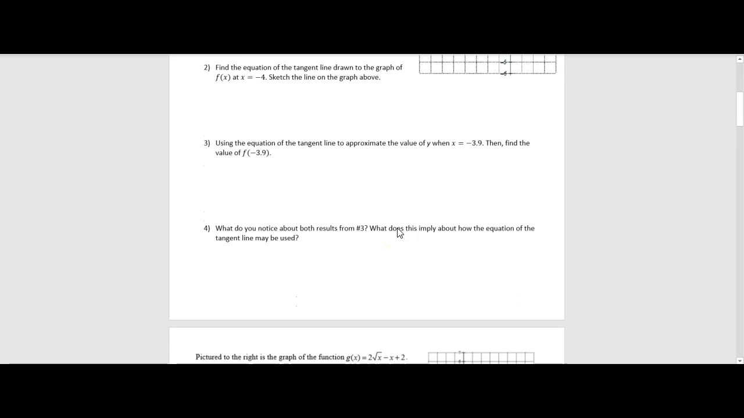So question 4 says, what do you notice about both results from number 3? What does this imply about how the equation of the tangent line may be used? So we'll just write the answer to this up here. But essentially the approximation using the tangent line was close to the actual value of the function. So essentially this means that we can use the tangent line to estimate values of the function that are very close to the point of tangency, right?